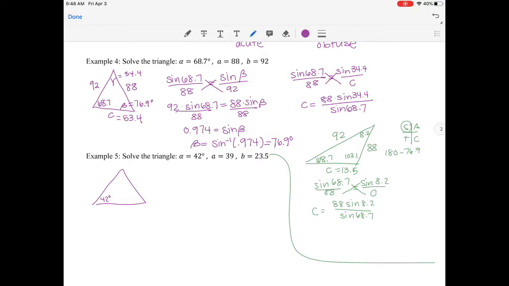So once again, I'm going to draw the triangle. I've got 42 degrees. And then the side opposite that is A, which is 39. I've got beta that I don't know, but I know the side opposite that is 23.5. I've got gamma, which I don't know, and the side opposite of that is C. So I would start in the same way that we did the last one, where you're saying, okay, I've got sine of 42 over side 39 equals sine of beta all over 23.5.